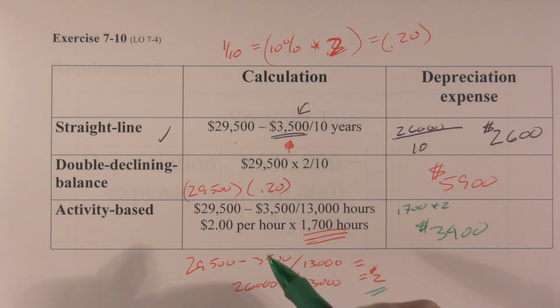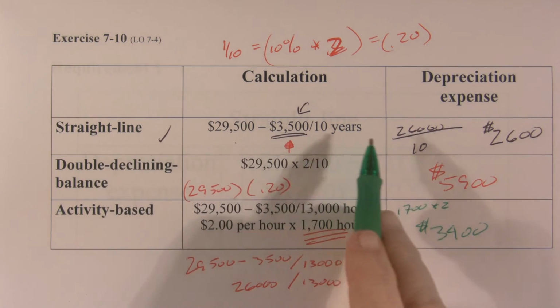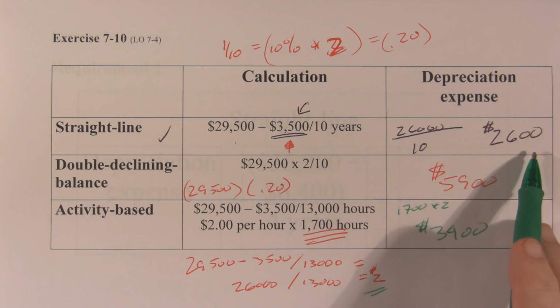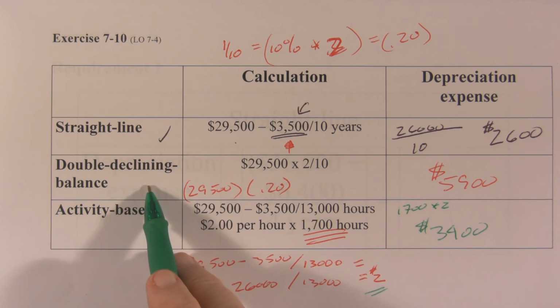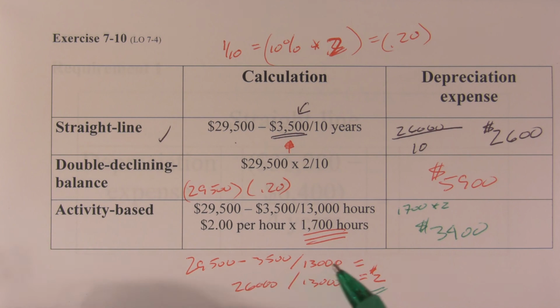The straight line method will give us the same amount of depreciation every year. The declining balance method will give us less depreciation every year until the very end, and the activity-based method will give us only the depreciation based on how much we use the asset that year.